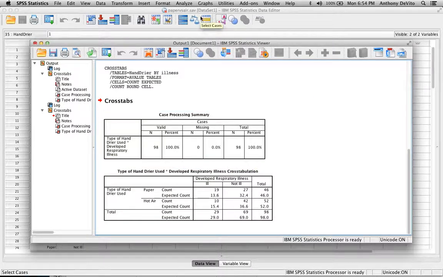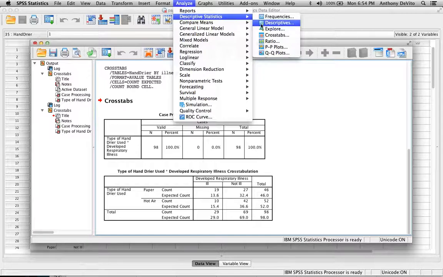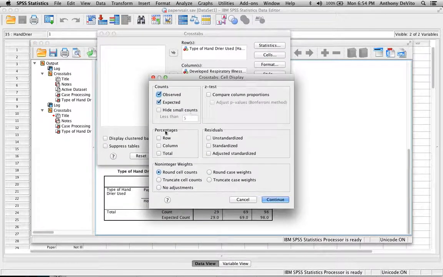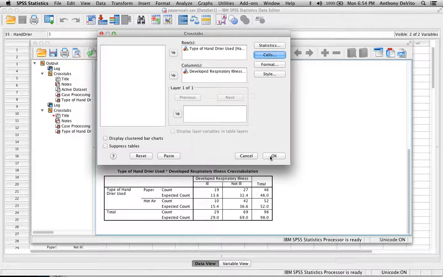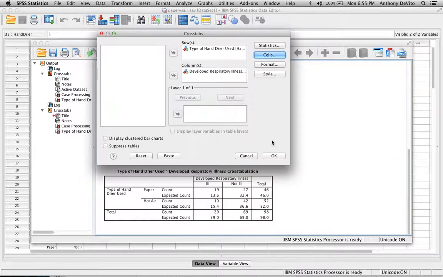Okay, so the next thing I'm going to do, I'm going to go to Analyze, Descriptive Statistics, crosstabs, and go into cells. I'm going to ask it to calculate the percentages by rows. What am I going to get now? I'm going to get my risks. Once you see it, you'll see what it's doing.